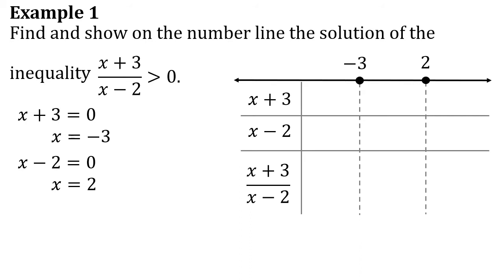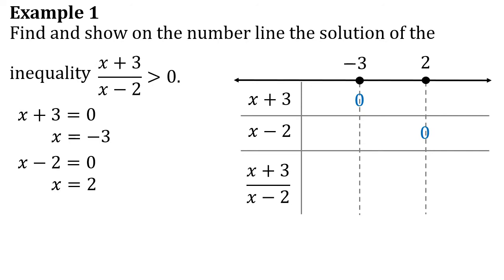We are going to make use of this to solve for the solution of the given inequality. For x + 3, the value will be 0 if x is negative 3. For x - 2, the value will be 0 if x is 2. That's why we're going to write 0 there. Okay?